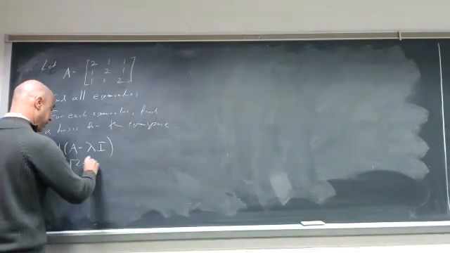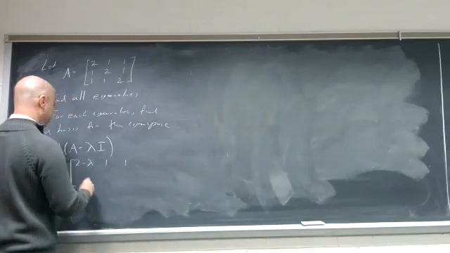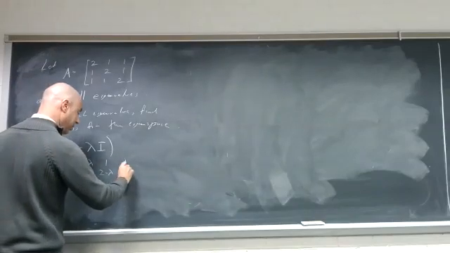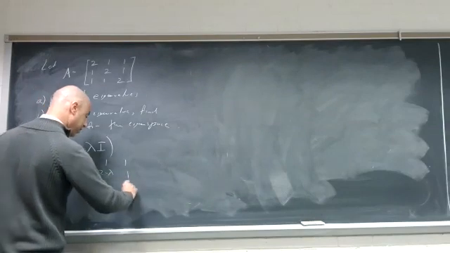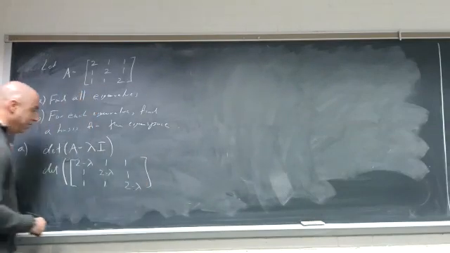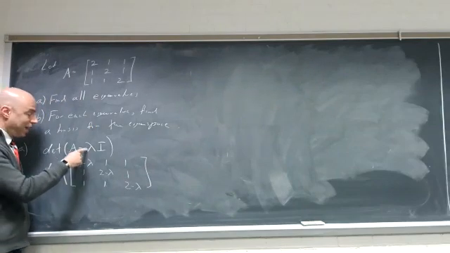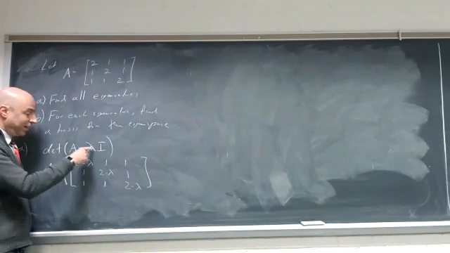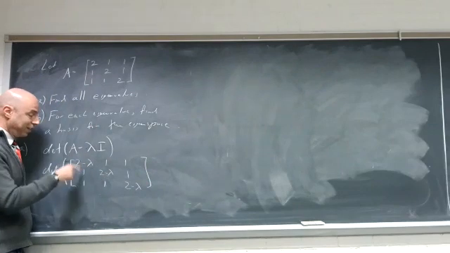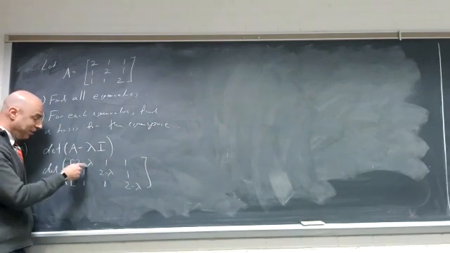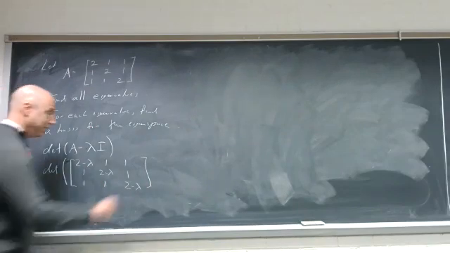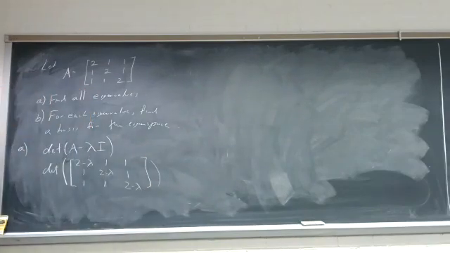So 2 minus lambda, 1, 1, 1, 2 minus lambda, 1, 1, 1, 2 minus lambda. So we're just taking the same matrix A and subtracting off lambda times the identity. The identity just has ones on the diagonal. The lambda times the identity just has lambdas on the diagonal. We just take a minus lambda and stick it next to each diagonal entry. Now we have to take the determinant of that.